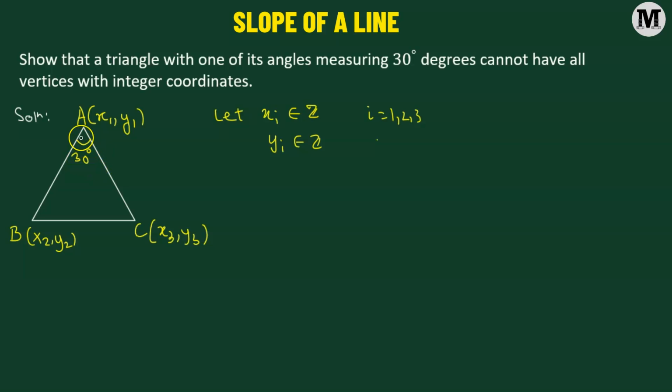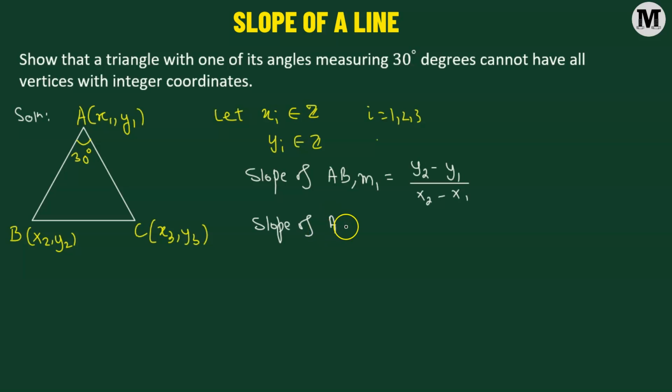Now what we can do is try to find the slope of line AB and line AC. So the slope of line AB, let's denote it by the letter m1 in lowercase, will be given by the difference of the y coordinates in the numerator, so that's y2 minus y1, divided by the difference of the x coordinates, so that's x2 minus x1. Similarly we can find the slope of the side AC, and we're going to name it m2, so this will be equal to y3 minus y1 divided by x3 minus x1.